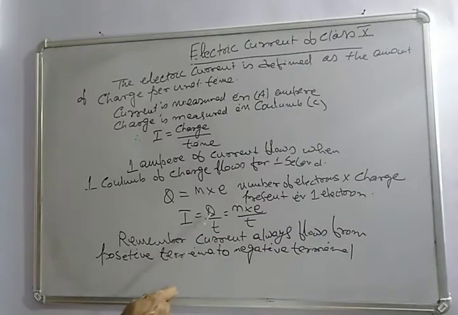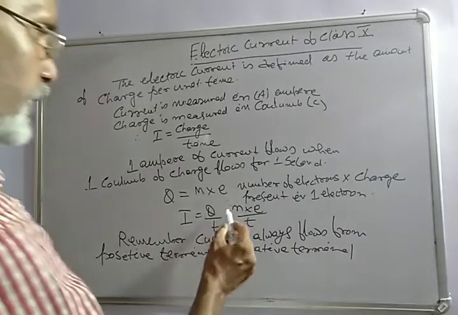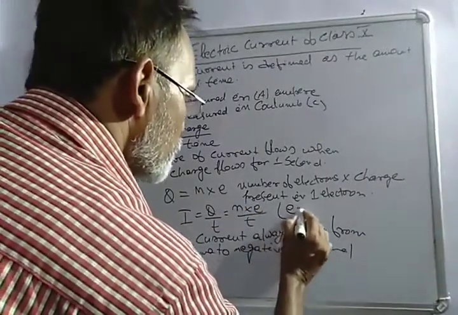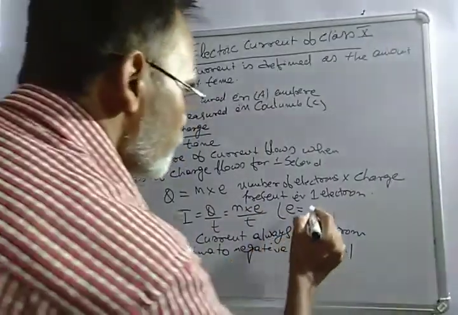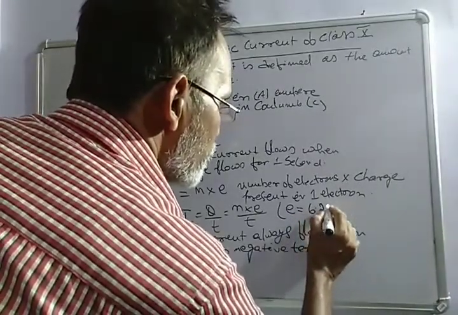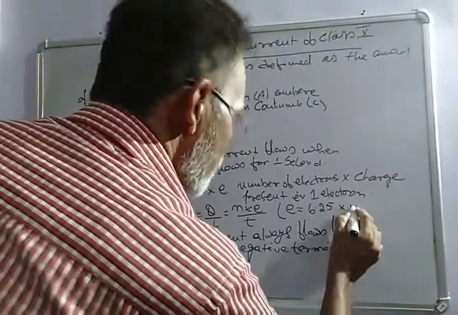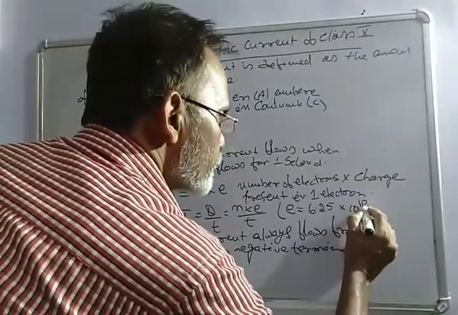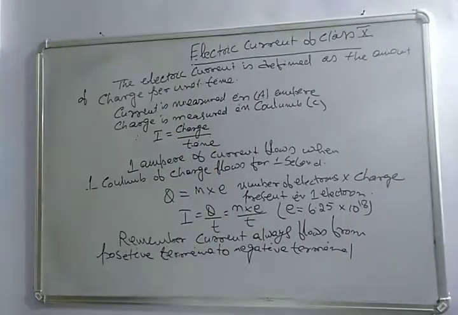So I is equal to Q by T, that is equal to N into E by T. The value of E is 6.25 into 10 to the power 18, this much charge flows in 1 electron. Therefore remember, current always flows from the positive terminal to the negative terminal.